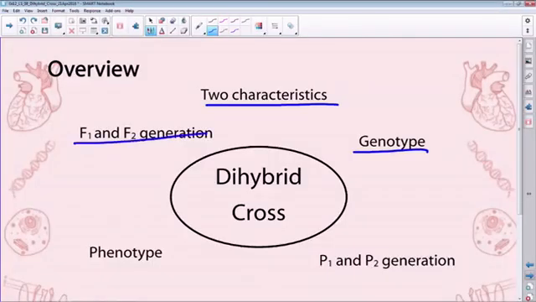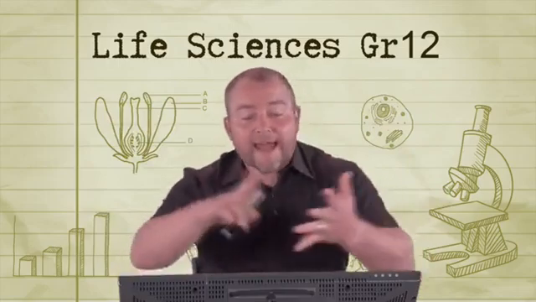Right? The next one we're going to have a look at here is your F1 and F2 generations, the same as your monohybrid crosses. So that's simple. We don't have to explain too much of that one. Okay. And then we have your phenotype. Phenotype, physical features. Remember that? Physical features. So like I said, your eye color and your hair color. So green eyes, blonde hair.